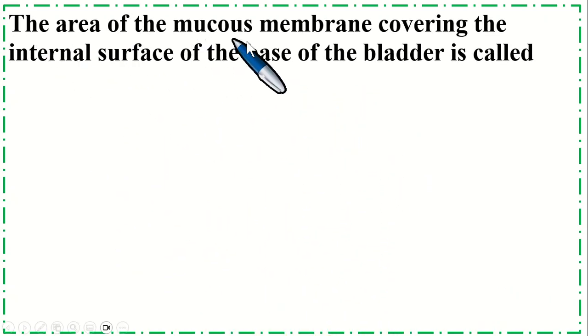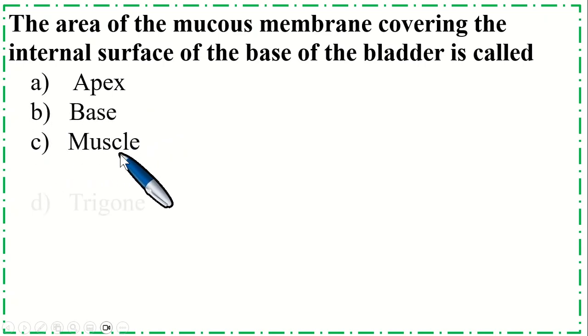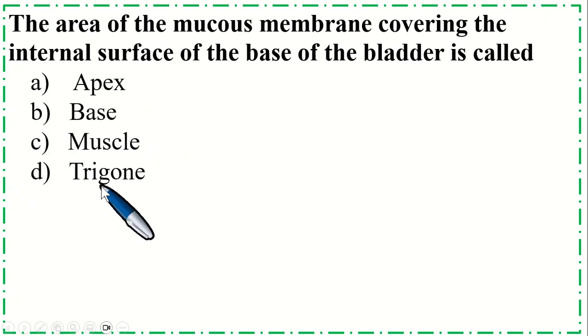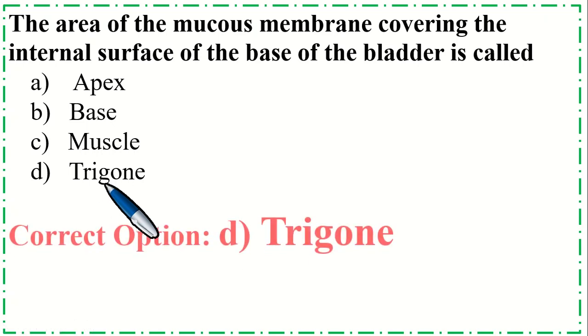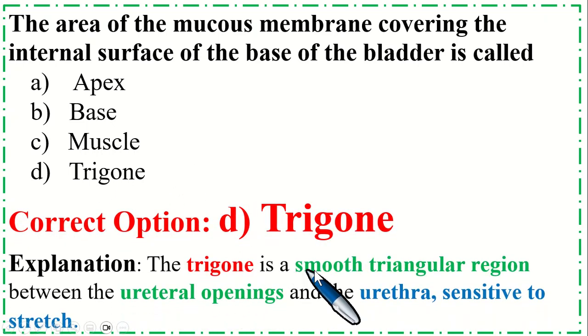The area of the mucous membrane covering the internal surface of the base of the bladder is called: option A, apex; B, base; C, muscle; and option D, trigone. So the correct option is D, trigone. The trigone is a smooth triangular region between the ureteric openings and the urethra, sensitive to stretch.